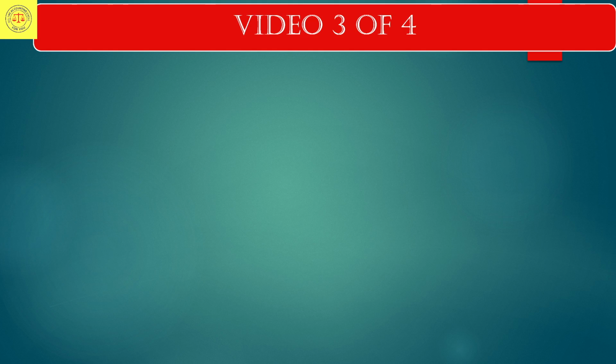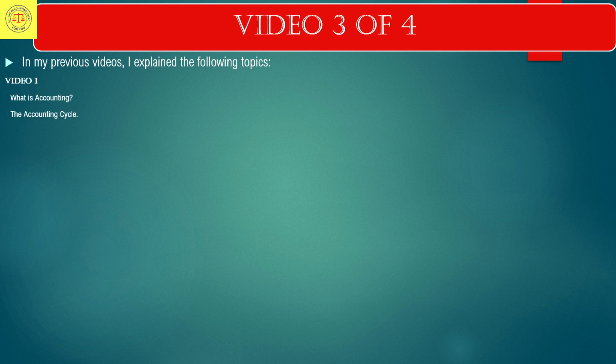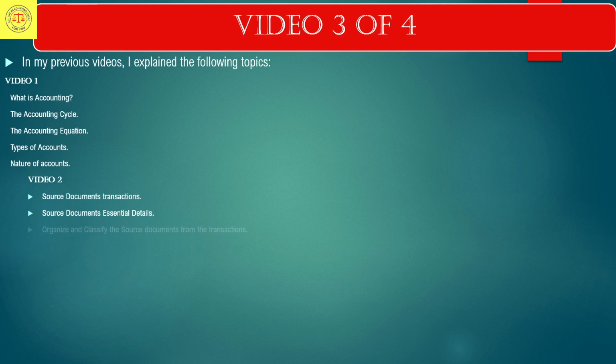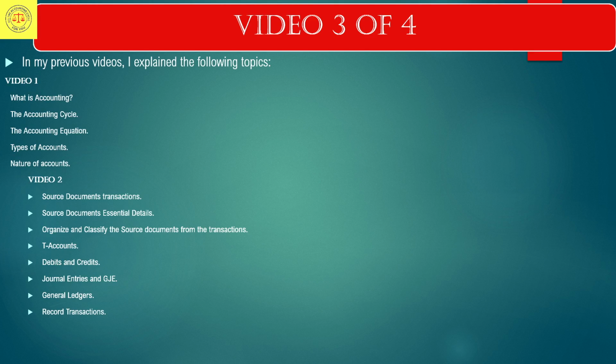This is video number 3 of 4. In my previous videos, I explained the following topics. Video number 1: what is accounting, the accounting cycle, the accounting equation, types of accounts, and natural first account. Video number 2: source documents, transactions, source document essential details, organizing and classifying the source documents from the transactions, the accounts, debits and credits, journal entries and general journal entries, the general ledger, and recording transactions.